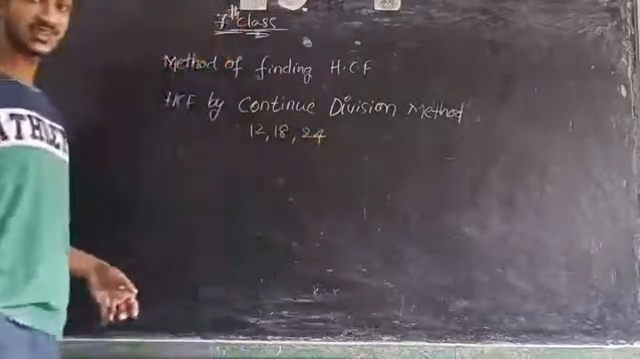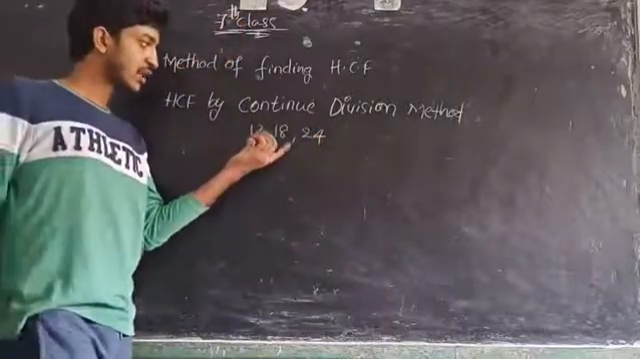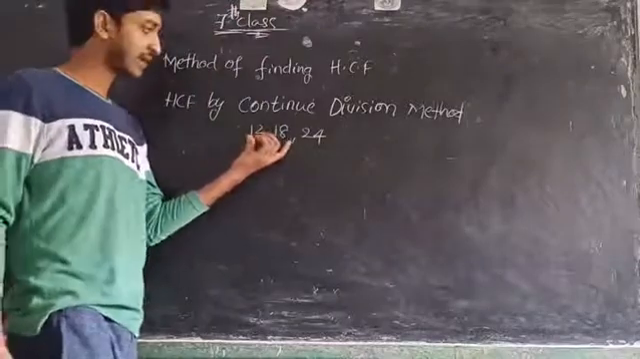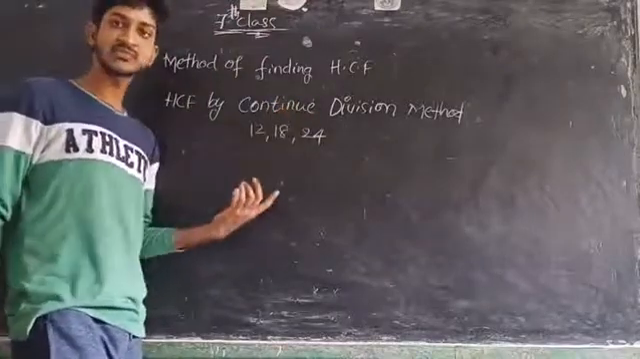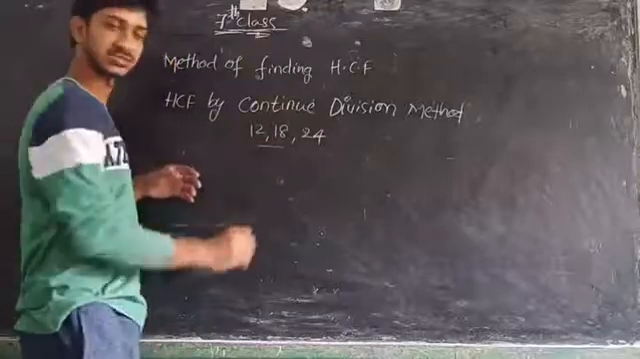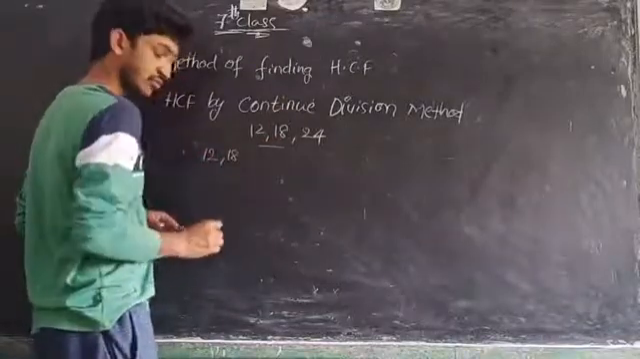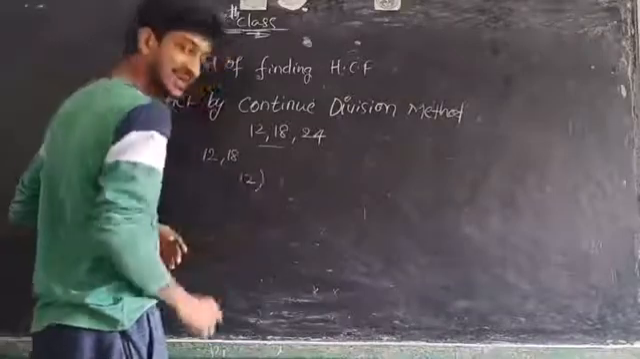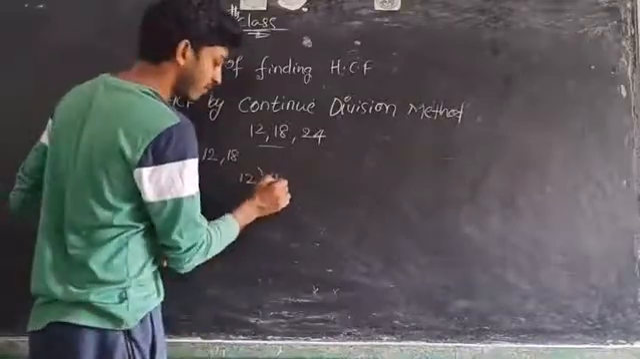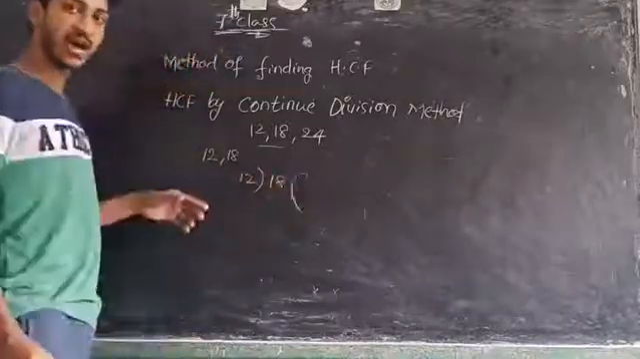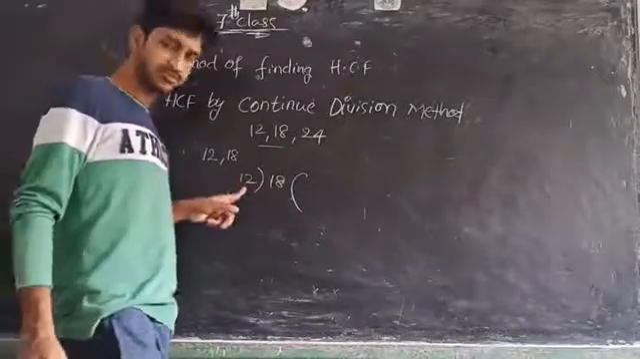Okay. First of all, we have to find the HCF for 12 and 18. In the continuous division method, first of all we take these two numbers, so I am taking 12 and 18. We have to divide 18 by 12.